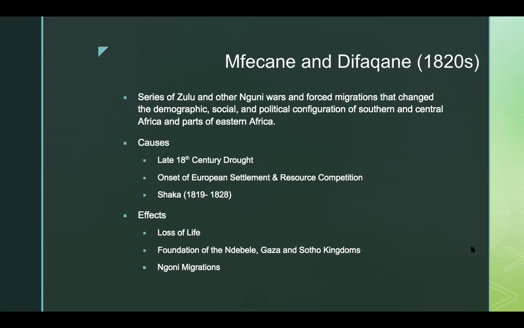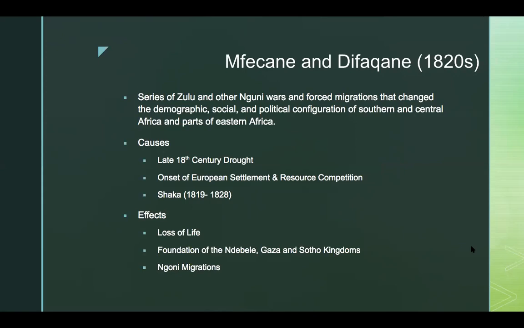The other reason was the early onset of European settlement, right? Particularly the Portuguese, which we've spoken about in this series, who were involved in the trade of ivory and these other things. So the main groups in this area were vying for these sort of commercial opportunities in partnering with the Portuguese and other European groups that were settling in at the time.